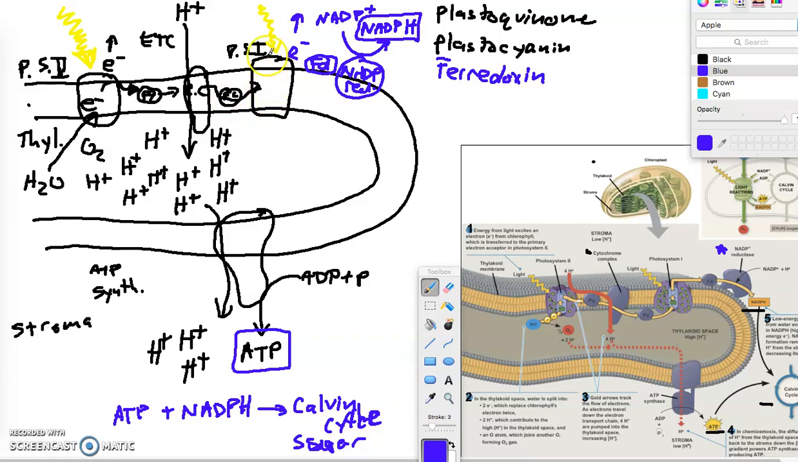Okay, now we get sort of a re-excitation, another excitation from sunlight, another boost, and now that energy is higher. So that electron then gets transferred into ferredoxin, where ferredoxin will pass it to an enzyme called NADP reductase. NADP reductase is going to then give us NADPH. Excellent. NADPH, we see that here.